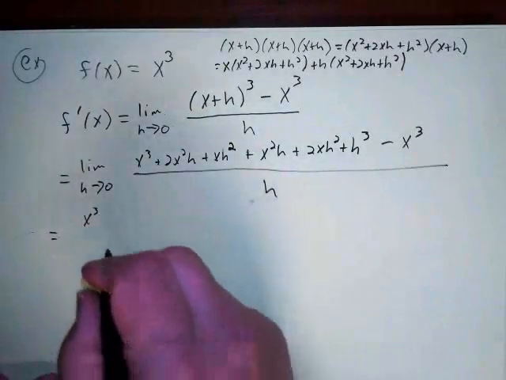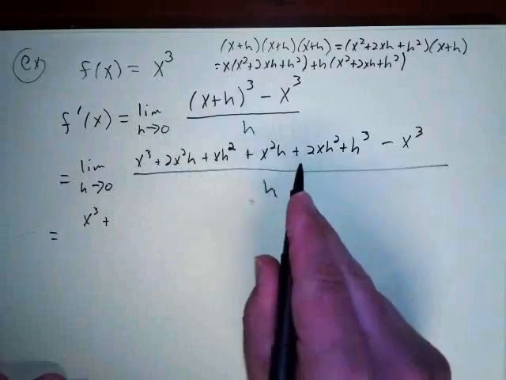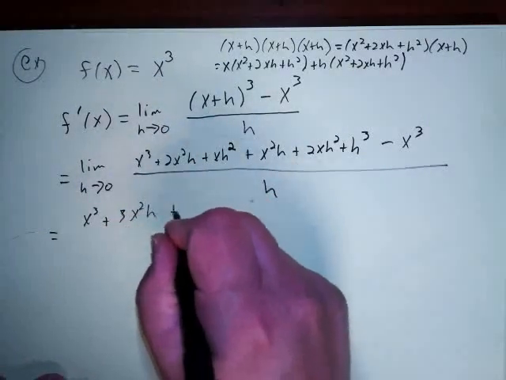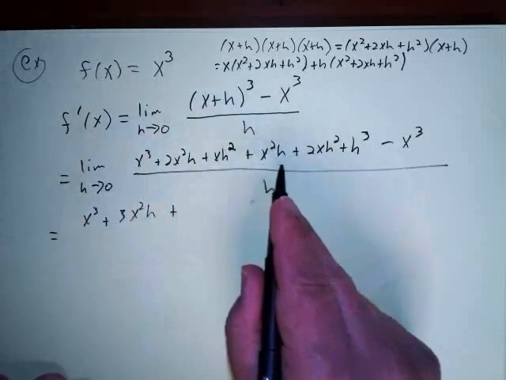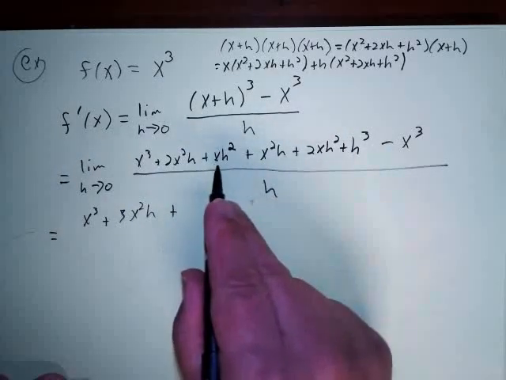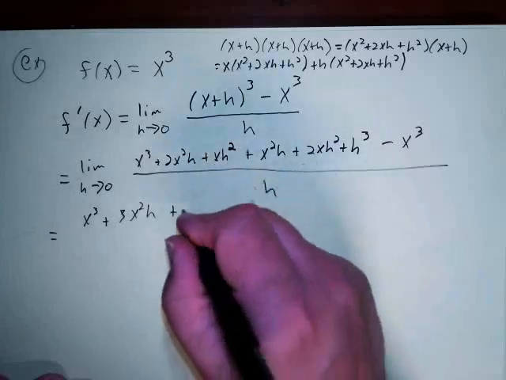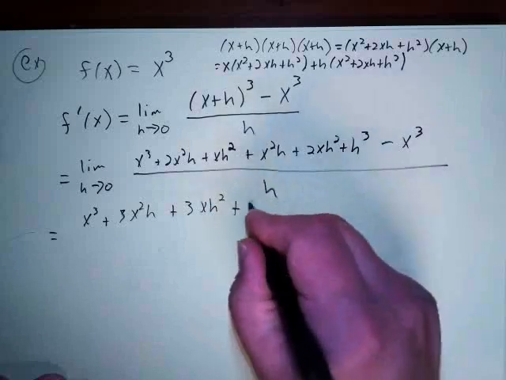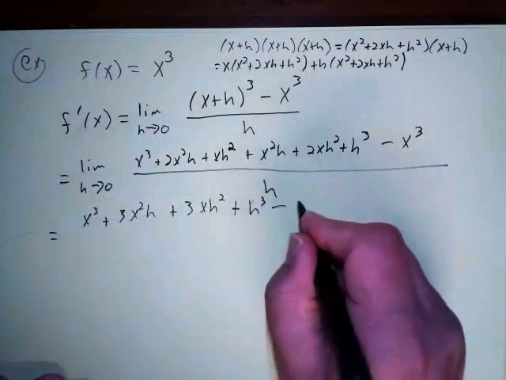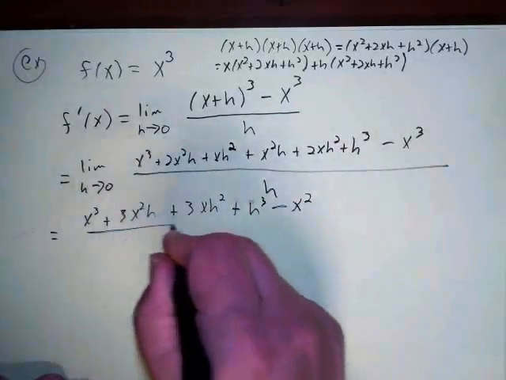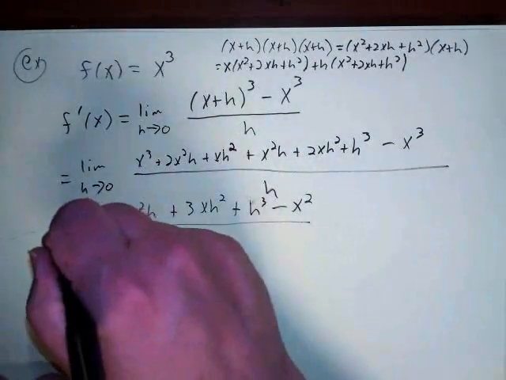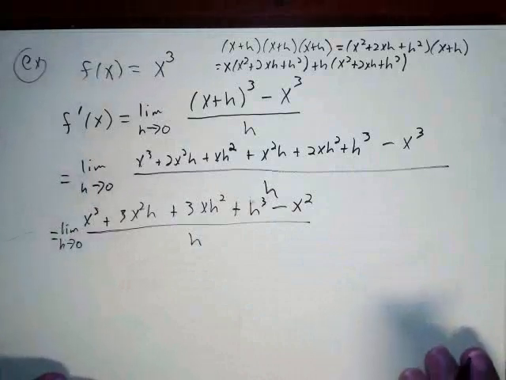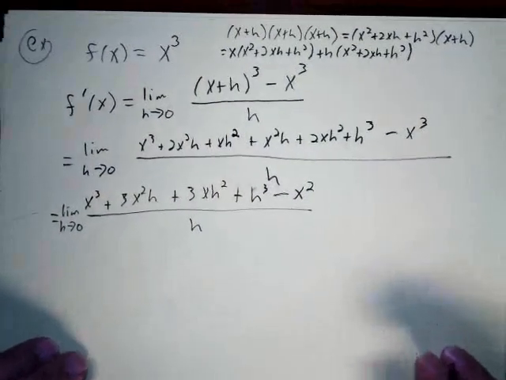Okay? And then these you can actually combine. You get x cubed, and then you're going to get 3 of these, this plus this, so 3x squared h, plus 3 of these with the h squareds in there, and then you have an h cubed minus x cubed all over h. And I forgot to put the limit as h goes to 0.